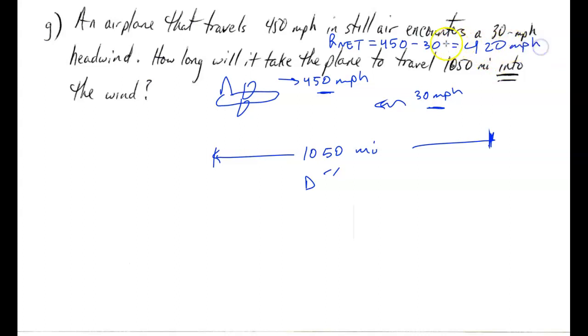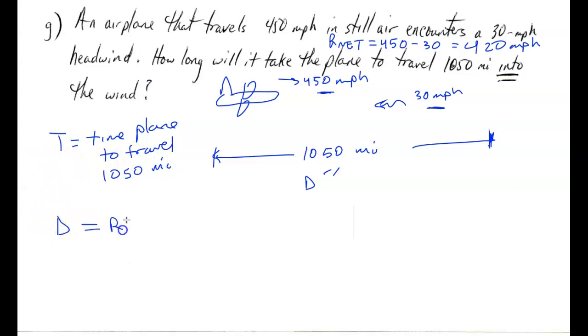That's in miles per hour. So looking here again, we want to know how long it will take. So we want to know the time for the plane to travel 1,050 miles. Distance is equal to rate times time. Our distance is 1,050. Our rate here will actually be our net rate, which would be 420. And of course, time is the one thing that we're looking for.